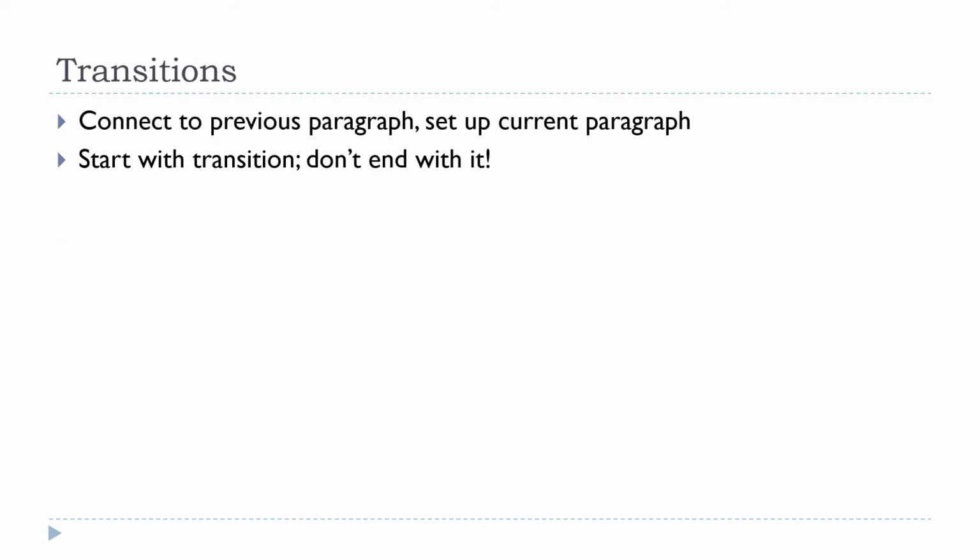So when it comes to transitions, the key is that the start of the sentence of your paragraph should connect to your previous paragraph and set up what you're going to be talking about. You want to start your paragraph with a transition phrase. A lot of times when people are trying to write a paper like this, they'll try to transition at the end of a paragraph to the paragraph that comes after it. Don't do that. You're going to start the paragraph with your transition rather than ending your paragraph with a transition.